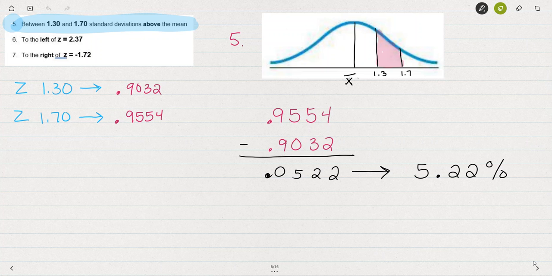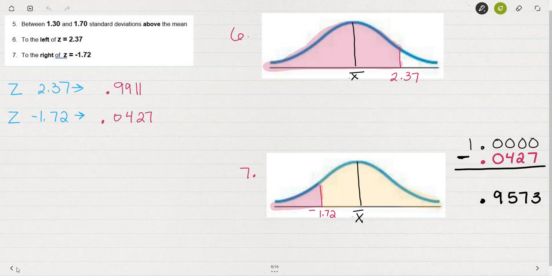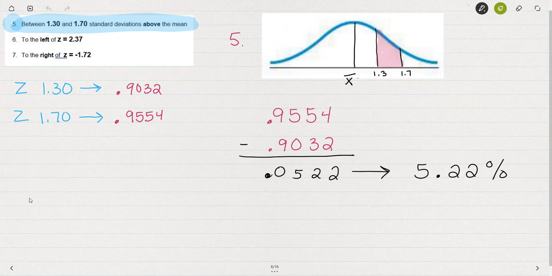Now let's look at how to answer question number 5. Question number 5 is asking us to find that area between the z-score of 1.30 and the z-score of 1.70. Now, to be able to do this, I've got to understand what those values are representing. So when I have 1.7, remember from the previous screen that was giving us this percent, the 0.9554.